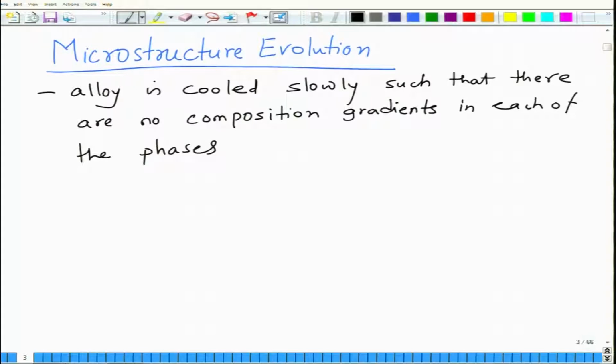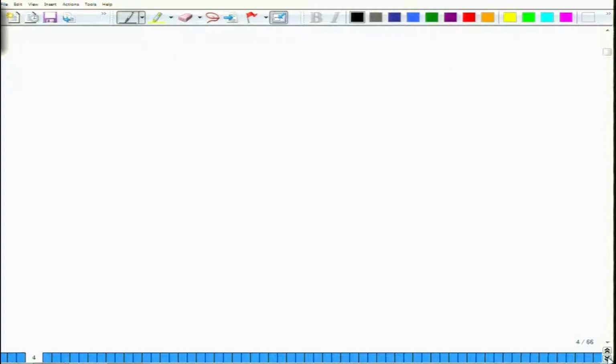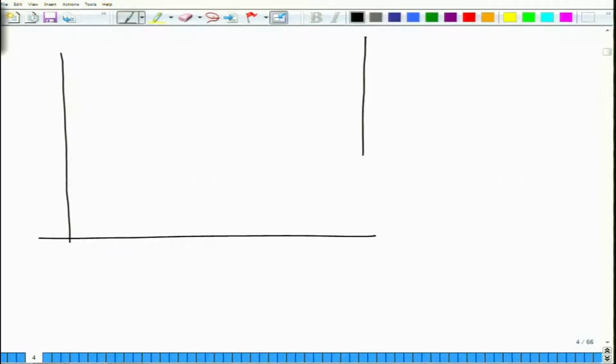So first let us consider the example that we choose initially, a copper nickel binary system. So what we do first is we make a diagram. This is a copper nickel phase diagram. In the copper nickel phase diagram, as all of us know, this is copper, this is nickel. Copper melting point is 1083 degrees centigrade, and nickel melting point is something like 1500 something. Let me just see how much it is.